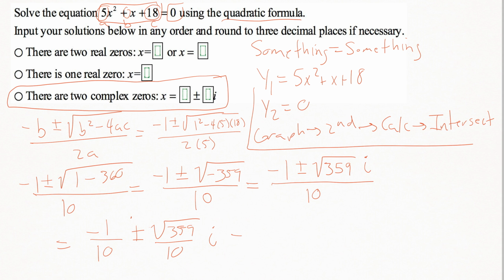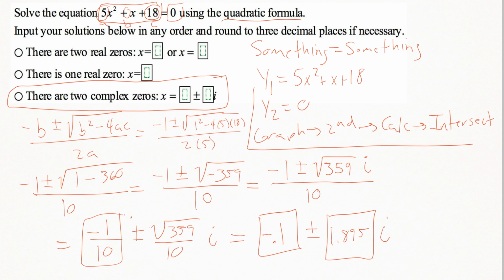And the final answer here is just going to involve taking the negative 1 over 10, plugging that into your calculator, and getting out an answer for the first box, which would be negative 0.1, and then plugging the square root of 359 divided by 10 into your calculator and getting out the value of 1.89. They want us to round to 3 decimal places. So when you plugged it into your calculator, you would end up with 1.895 and then i on the outside. So not a fun process, but not an extremely difficult process. So good luck.